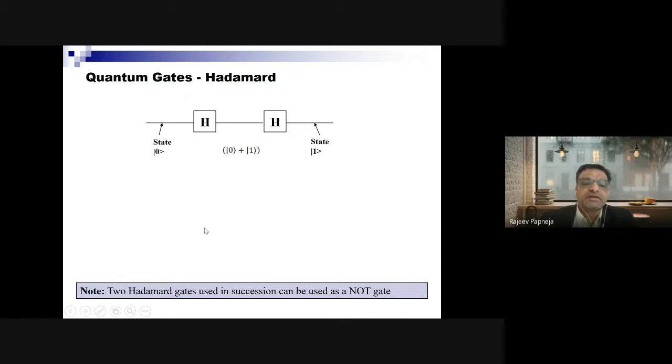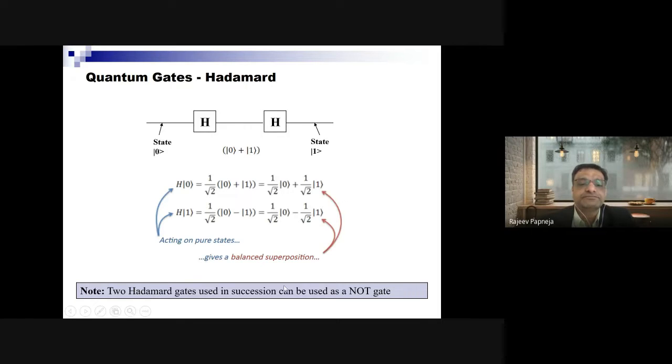So how can a Hadamard gate be used as a NOT gate? If you put two Hadamard gates in succession, it will behave like a NOT gate. So how does that happen?